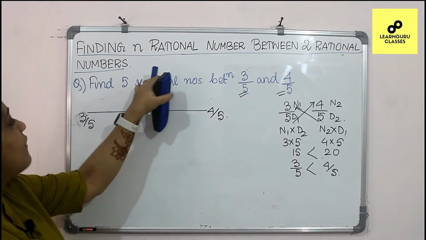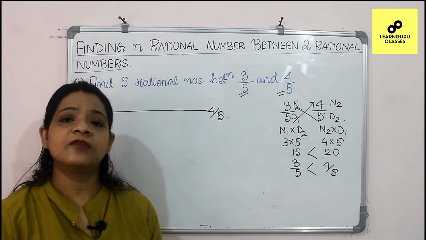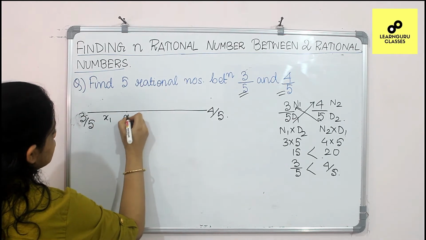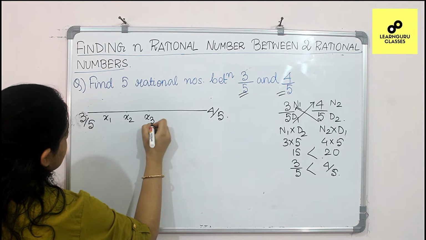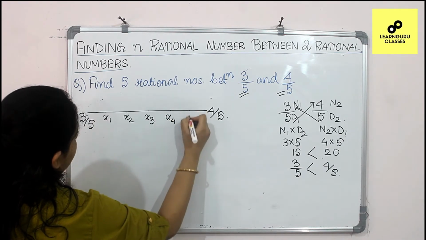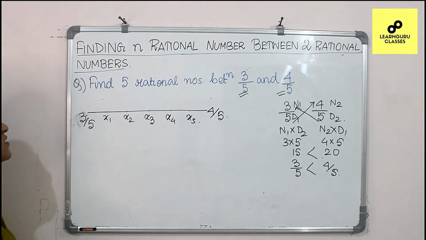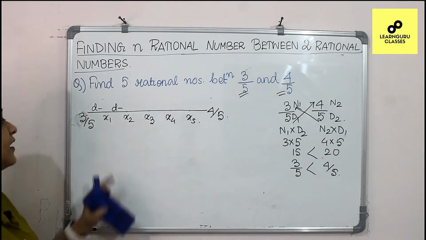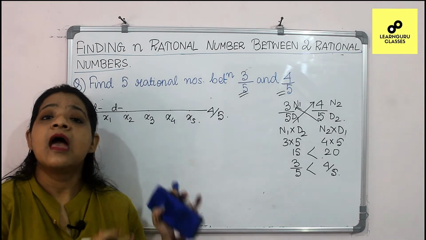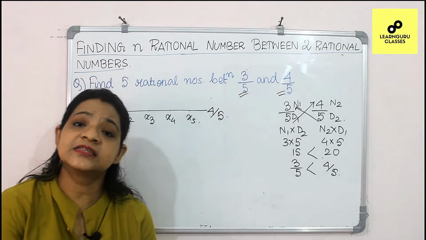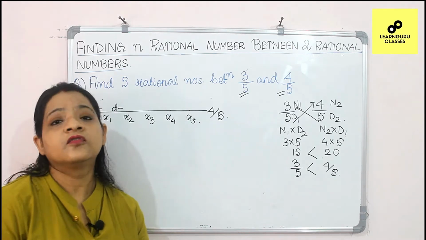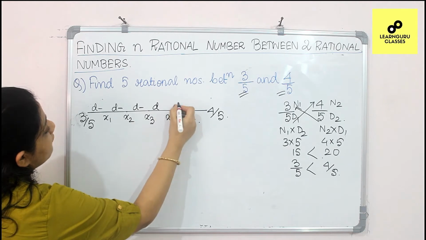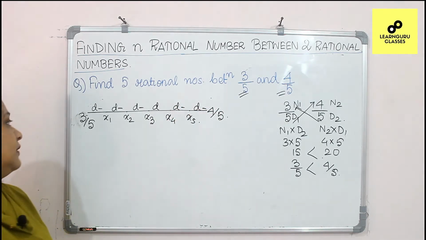And what are you asked to find out? You are to find 5 rational numbers. So this is x1, x2, x3, x4, x5, and the distance between these rational numbers is D, where 5 points are placed equidistant to one another. So the distance between these points will be D. All of them have distance D.